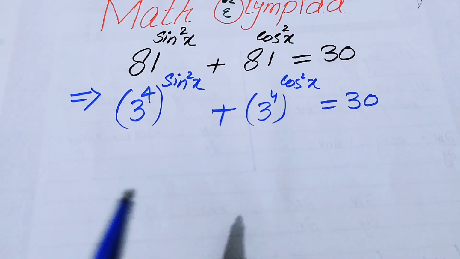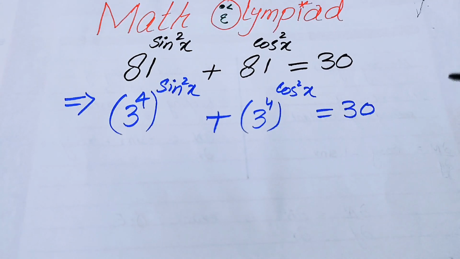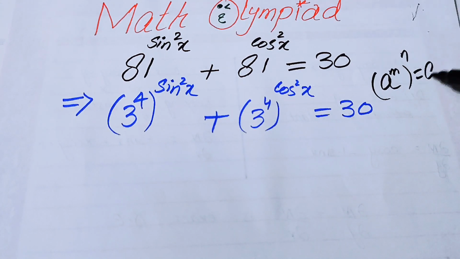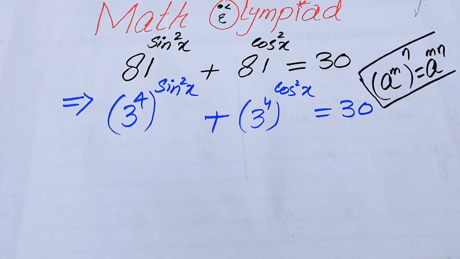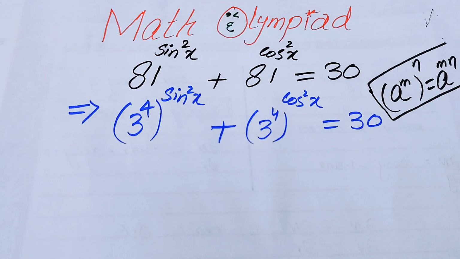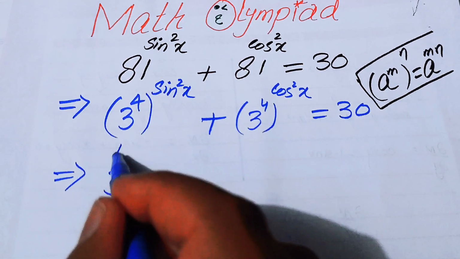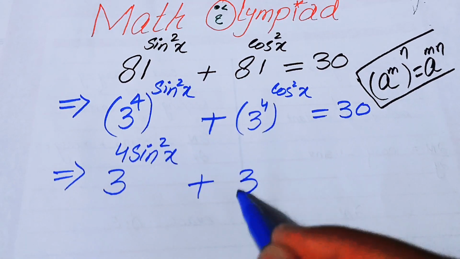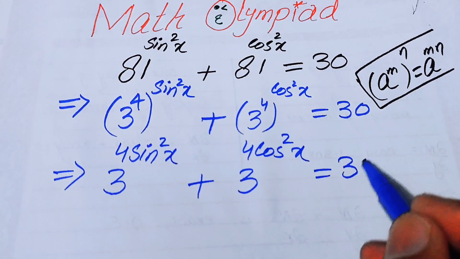After this step we will use the nice exponential law, and you know that a to the power of m to the power of n is equal to a to the power of m times n. So after applying this exponential law we get the output in the form of 3 to the power of 4 times sine square x plus 3 to the power of 4 times cos square x is equal to 30.